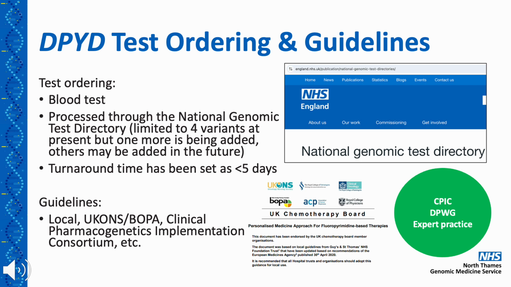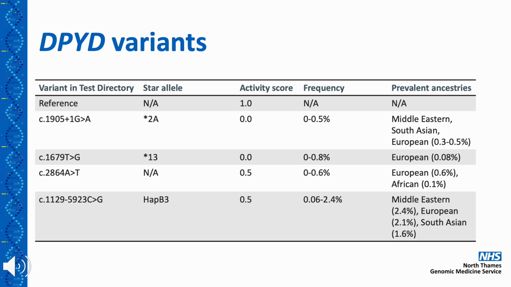How is DPYD test ordering done? It is a blood test and processed through the National Genomic Test Directory with a turnaround time of 5 days. There are local and international guidelines, and also refer to local guidelines where available. This table shows the variants tested for in the test directory with activity scores ranging from 0 to 0.5.